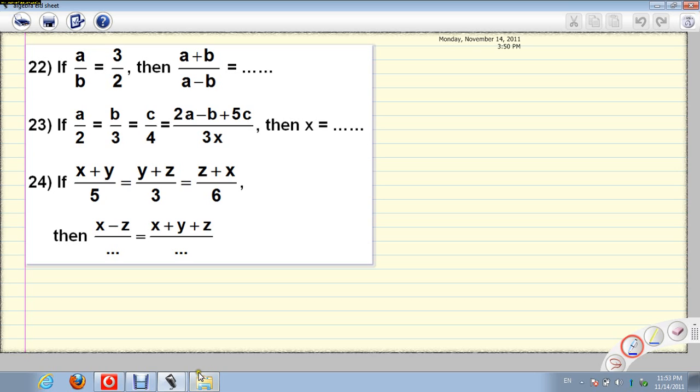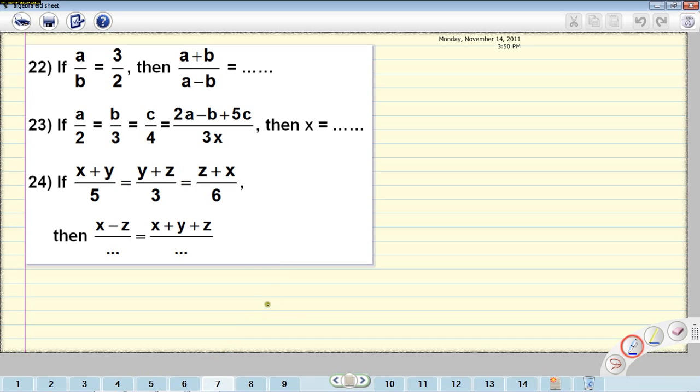It says a over b equals 3 over 2, then (a plus b) over (a minus b). A is 3m and b equals 2m. So up it's 3m plus 2m, and down it's 3m minus 2m. The answer finally would be 5.